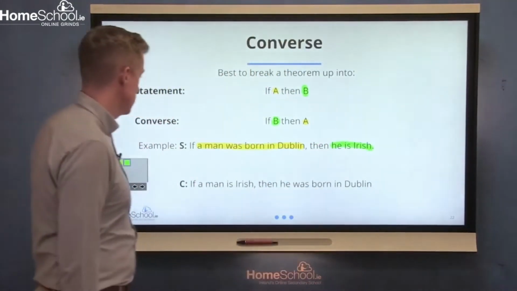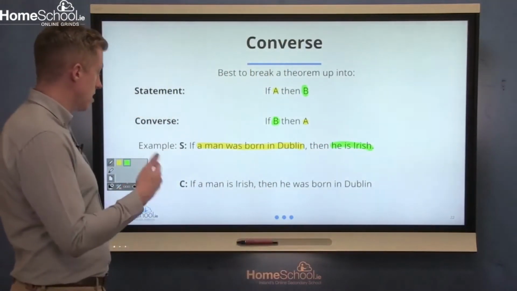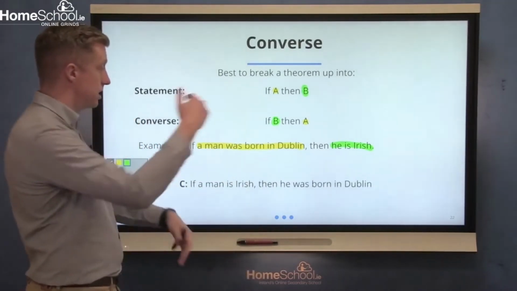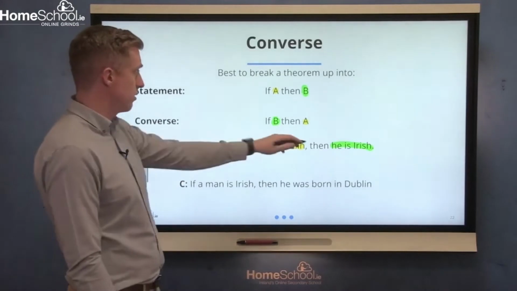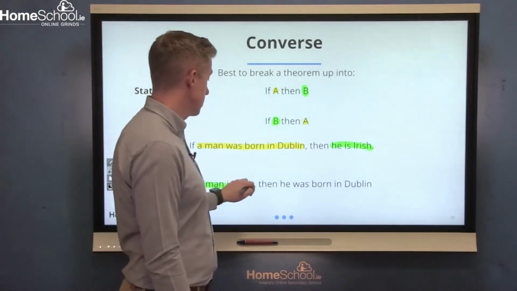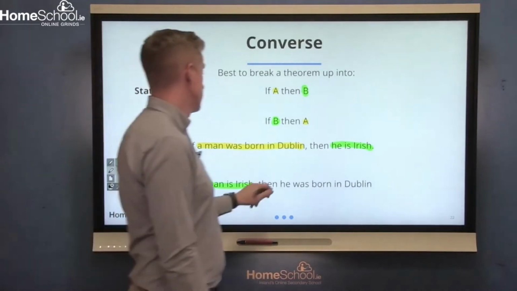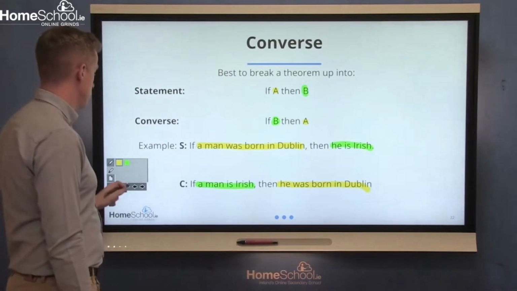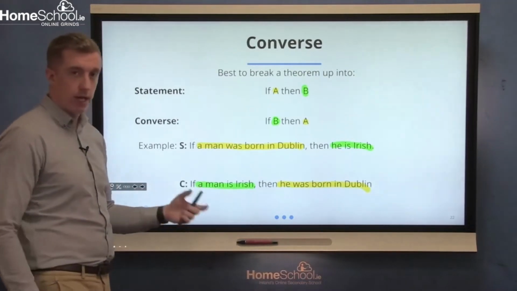That's my B, okay? So then, if I want the converse of this, so that's my statement, S. If I want the converse of this, I'm essentially swapping the yellow and the orange, yellow and the green. If a man is Irish, then he was born in Dublin. Okay, so a couple of things here. You can see that swap. Okay, so that's what I was talking about.